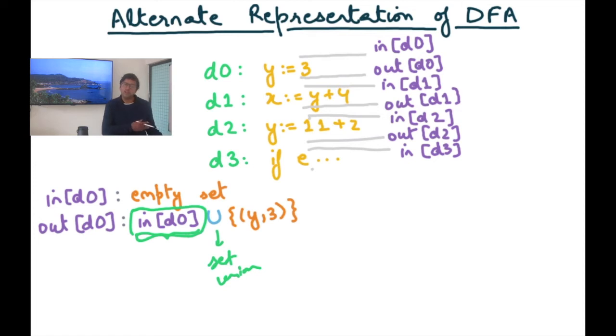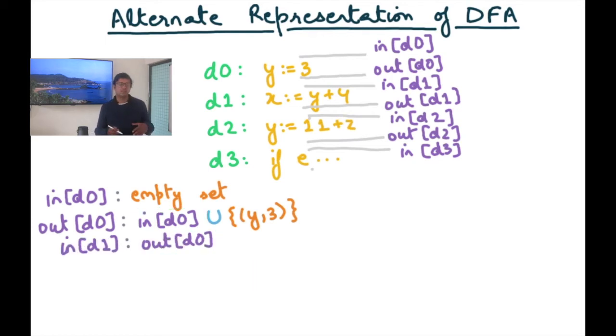So if (y, 3) exists already, then it remains unchanged, but if (y, 3) doesn't exist, then (y, 3) will be added in D0. And it's just a matter of fact that in D0 happens to be the empty set, in which case this just evaluates to the singleton set. All right, now when we know out D0, we also know in D1, and that's really easy. In D1 is just out D0, so they're just equal, right? We know that because they're the same program point.